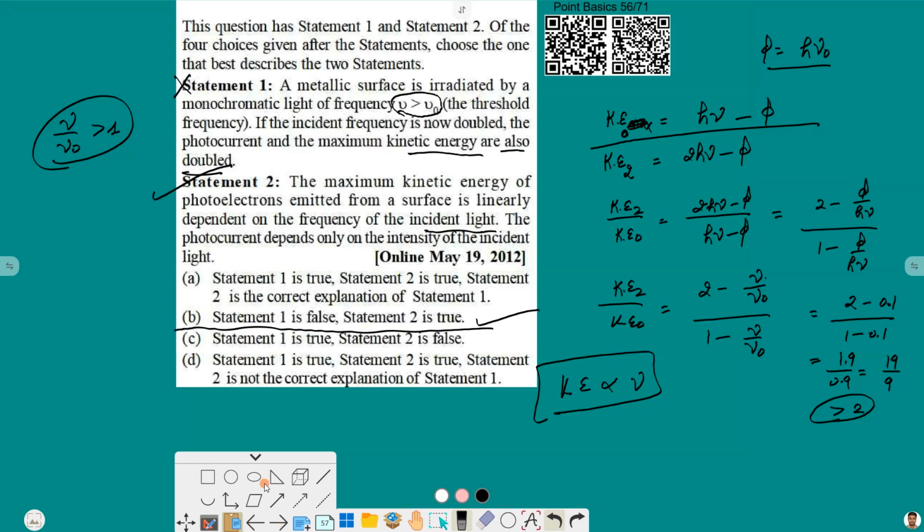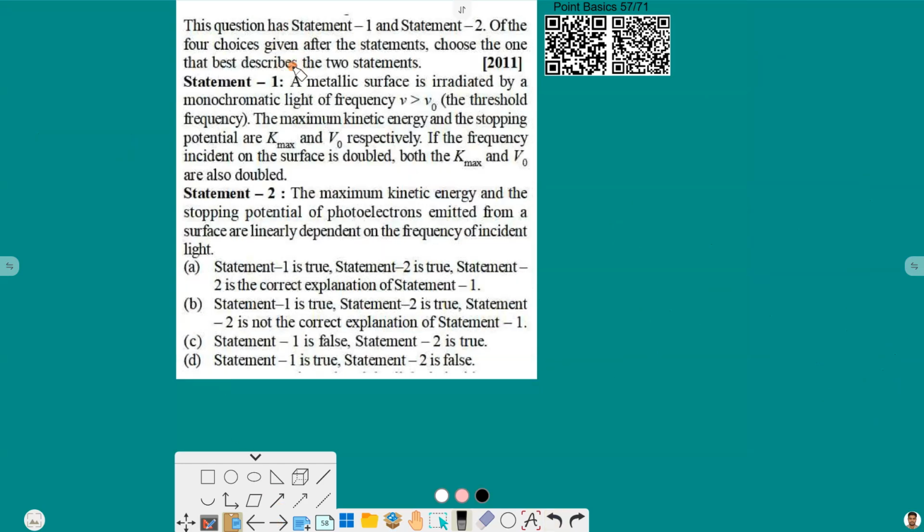Moving ahead. Again, we have a two-statement question. A metallic surface is irradiated by a monochromatic light source of frequency nu greater than nu naught, the threshold frequency. Maximum kinetic energy and stopping potential are KE max and V naught respectively. If the frequency of the incident radiation is doubled, both KE max and V naught are also doubled. We just solved previously that kinetic energy does not double. So statement 1 is wrong, and you can watch the reasoning behind it in the previous question.